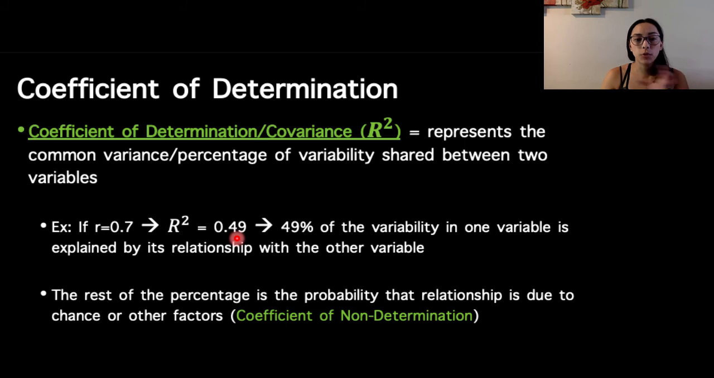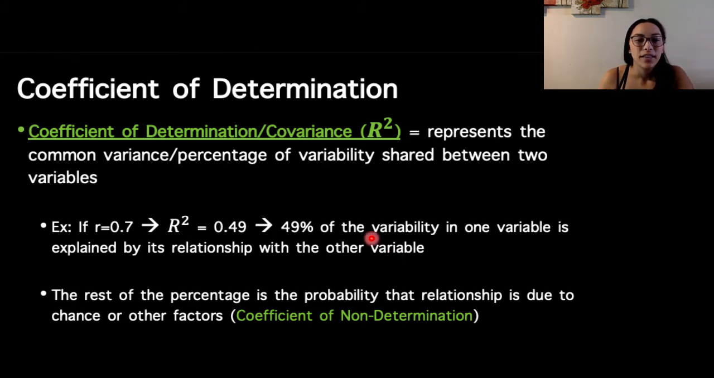We can multiply this decimal by 100 to create a percentage, and then interpret that 49% of the variability we see in one variable is explained by its relationship with the other variable. We could put this as the dependent variable and independent variable, but again, in correlations, if you're not too worried about which variable is independent and which is dependent, this could be interchangeable. For regressions, the order does matter, but we will go back through that next week.